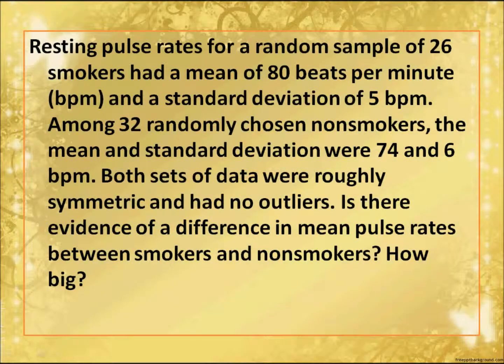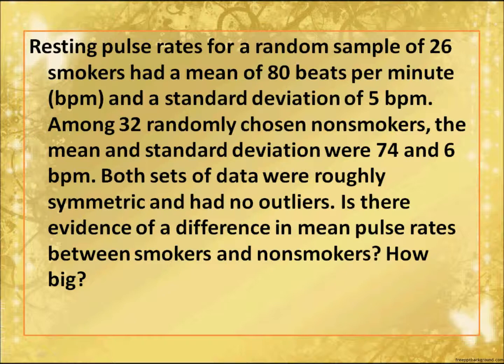Pulse rates for a random sample of 26 smokers had a mean of 80 beats per minute, BPM, and a standard deviation of 5 beats per minute. Among 32 randomly chosen non-smokers, the mean and standard deviation were 74 and 6 beats per minute. Both sets of data were roughly symmetric and had no outliers. Is there evidence of a difference in mean pulse rates between smokers and non-smokers?